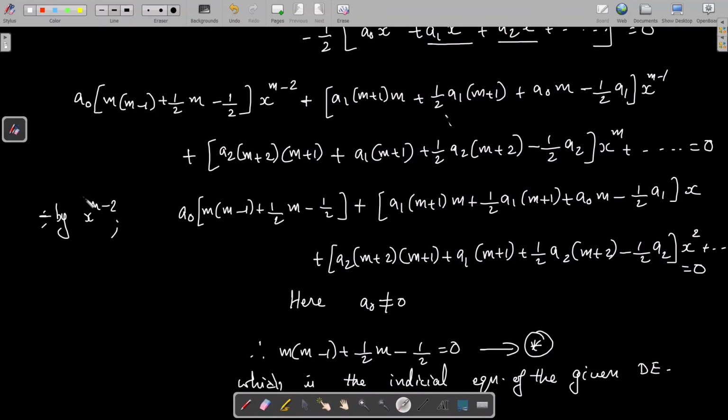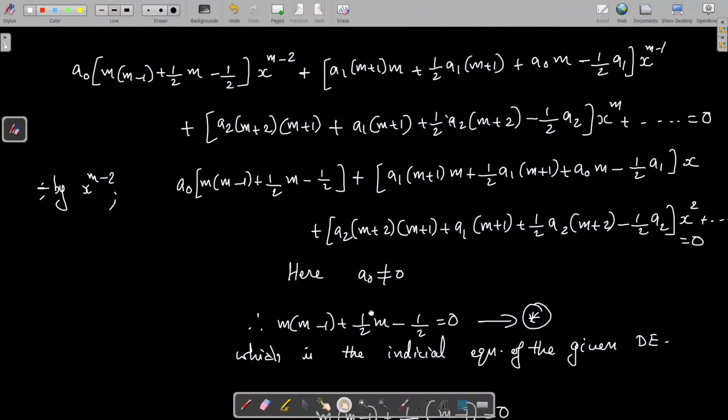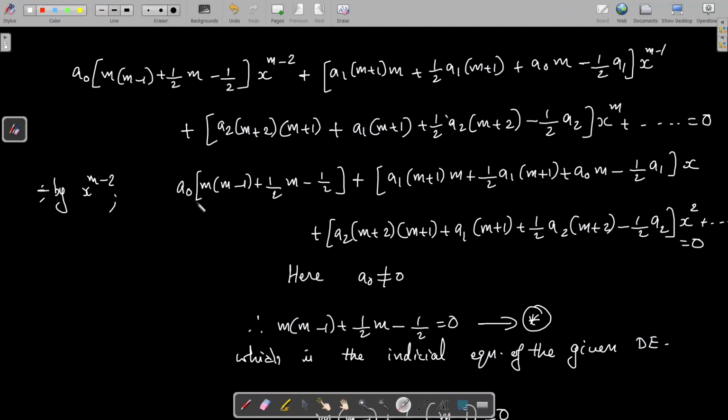In the next step, you divide the whole equation by x raised to m minus 2. So the first term is a term without x, that is a constant term, plus x raised to m minus 1 by x raised to m minus 2 becomes x. So there are terms with a constant term, terms with x, terms with x square plus etc. That's equal to 0. And here I explained that a0 cannot be equal to 0. Therefore, since this constant term equal to 0, coefficient of x equal to 0, coefficient of x square equal to 0, etc. This term equal to 0 means that since a0 is not equal to 0, this expression equal to 0. This is called the initial equation of the given differential equation.